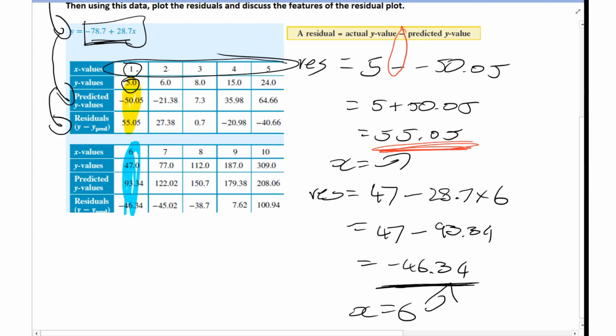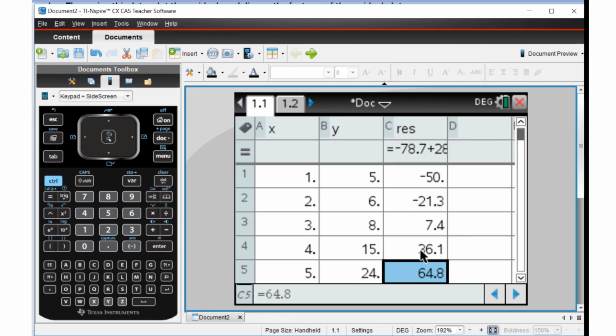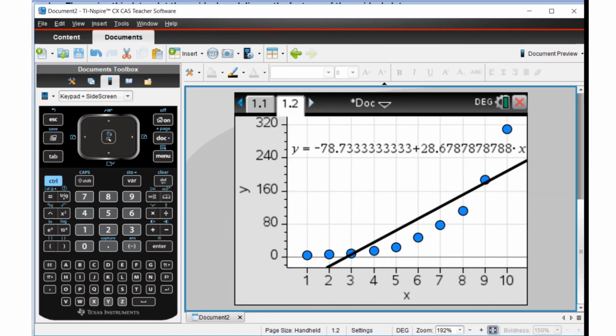And if you've seen in previous ones, I've shown you how you can get a residual table to bring it up, and then you can actually bring up the residual graph so you can look and see if there's a pattern. That one's clearly got a pattern, so that's not a linear graph.